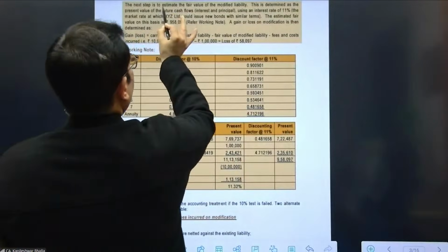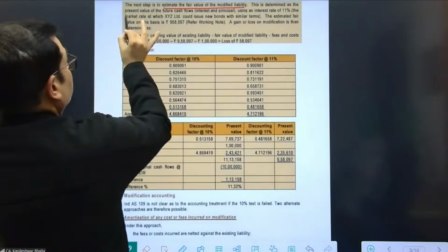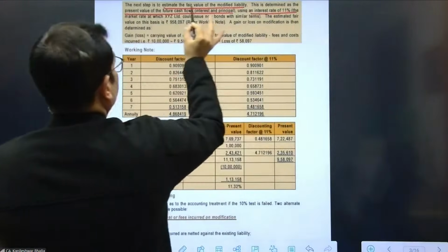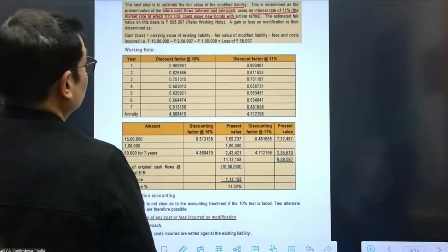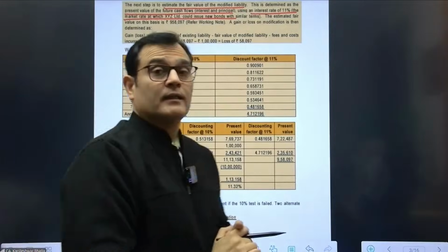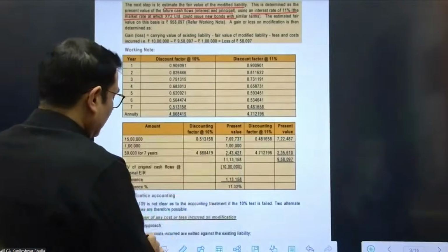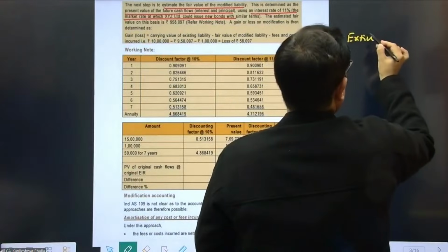It says the next step is to estimate the fair value of the modified liability, which is the present value of the cash flows using the interest rate of 11%, which is the market rate at which the new bonds will be issued with similar terms. Now remember, when you do the journal entry for extinguishment accounting, you need to calculate the fair value of the liability, because we are going to put the entry something like this.